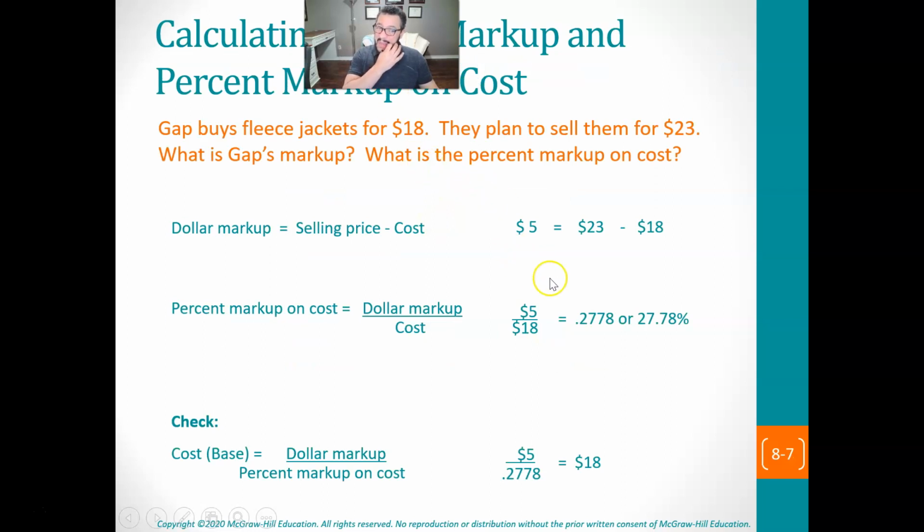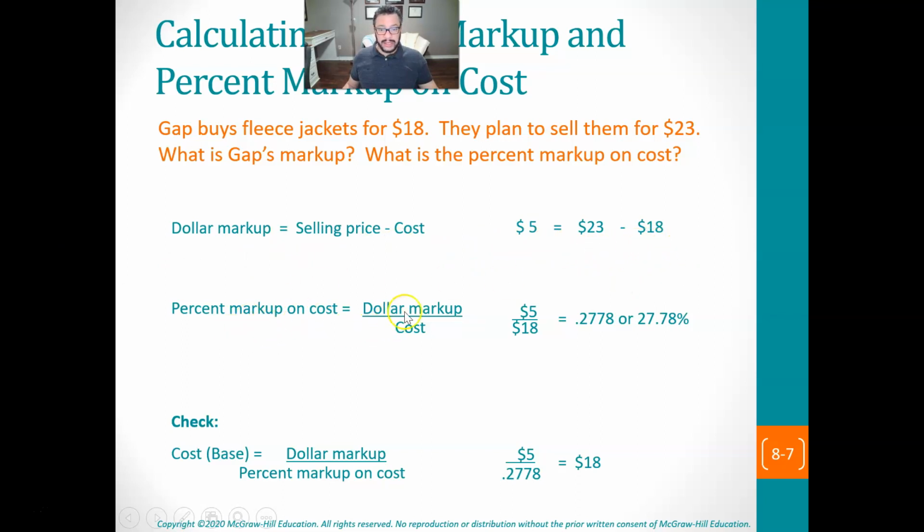So the amount of the markup, $5, is the selling price minus what it costs us. It cost us $18. We're selling it for $23. So the markup amount, we got to keep this in mind. There's going to be markup percentage and markup amount. The dollar markup is the actual markup amount, right?